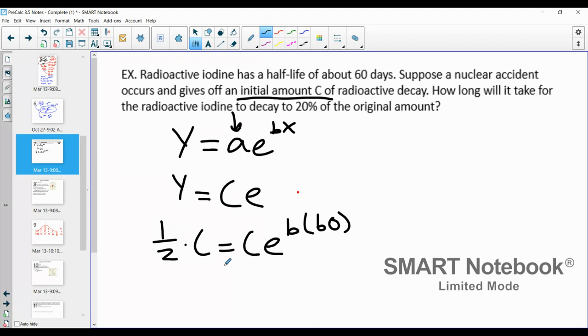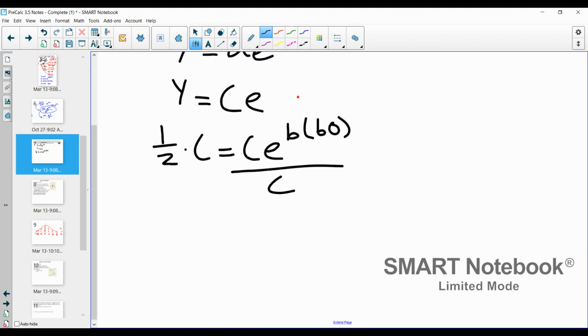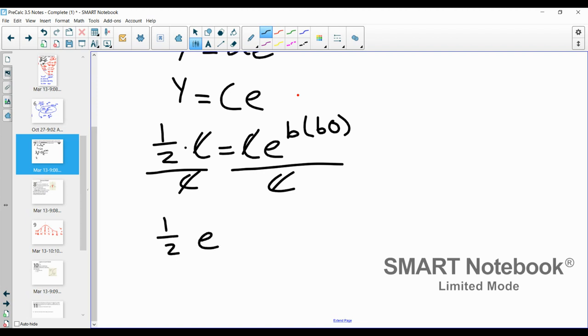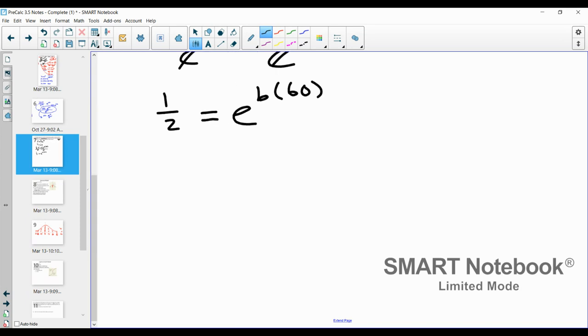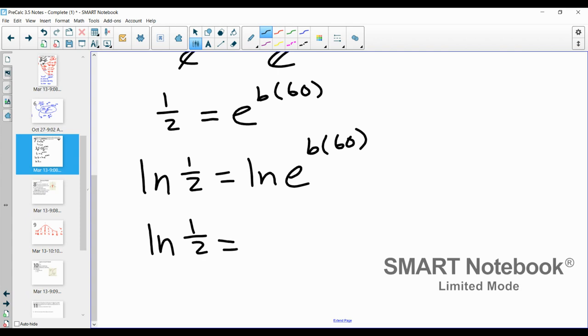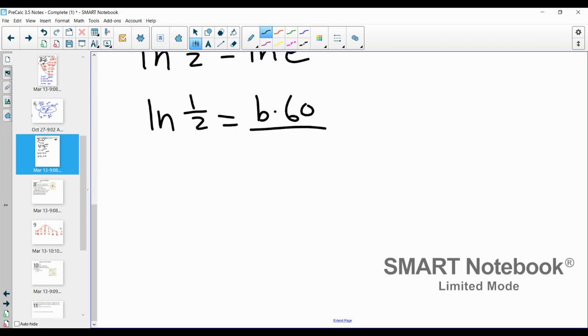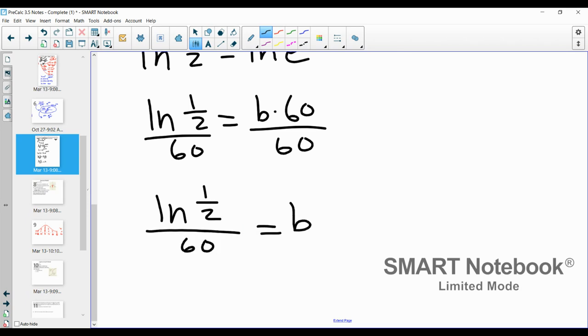Okay, and we don't really know C yet. But from here, we can start solving and trying to figure out where it's going to be at that 20% mark. So I'm going to divide both sides by C. They cancel out. So I'm left with 1/2 equals e to the b times 60. Natural log of both sides, so natural log of 1/2 equals the natural log of e to the 60b. This becomes then ln of 1/2 equals b times 60. Dividing both sides by 60, I get ln of 1/2 divided by 60 equals b. So pretty good, not bad.